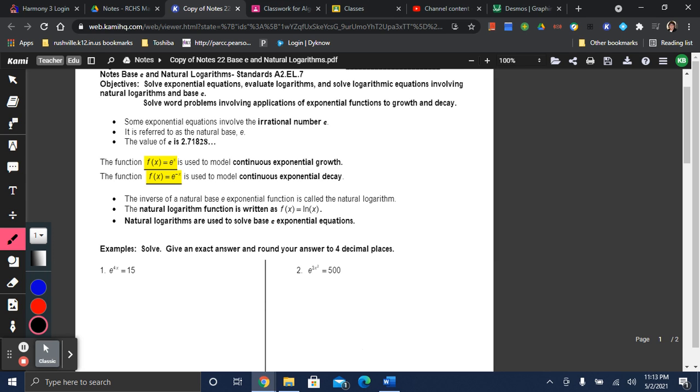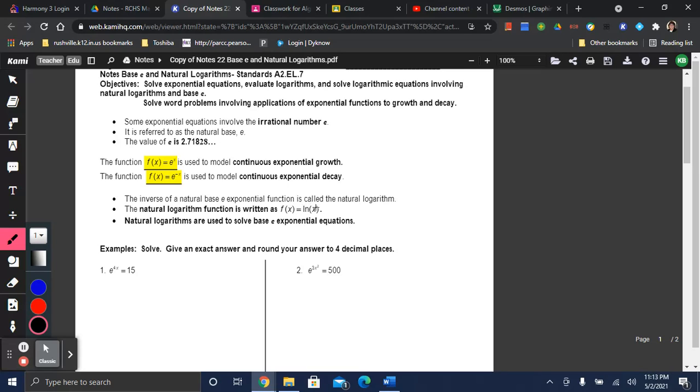Hello, students. Today we'll be working on a new base that we're going to use. This base is the number e, and we'll introduce natural logarithms. So e is the number 2.71828, continues on forever like pi does, and that will be the base of a new type of logarithm that uses, instead of log, the letters ln.